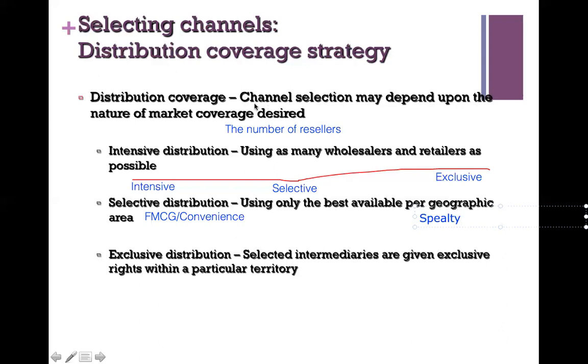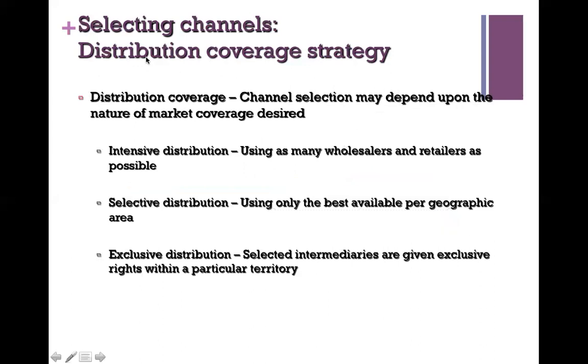And in between we have what we call selective. Selective is basically adopted by shopping products. If you can imagine a mobile device, for instance, or fashion apparel as another example, they do not need to make their products distributed intensively, so they adopt the selective distribution strategy. All right, so that's distribution coverage strategy.